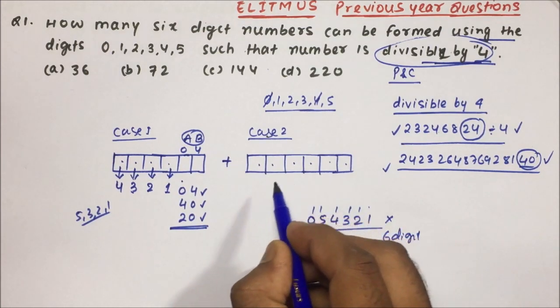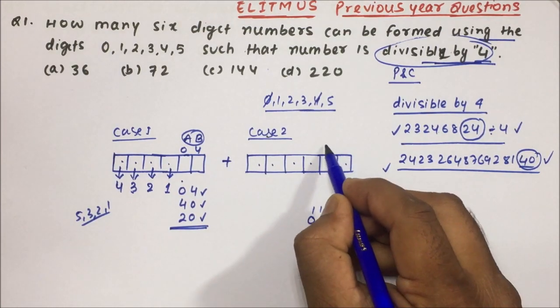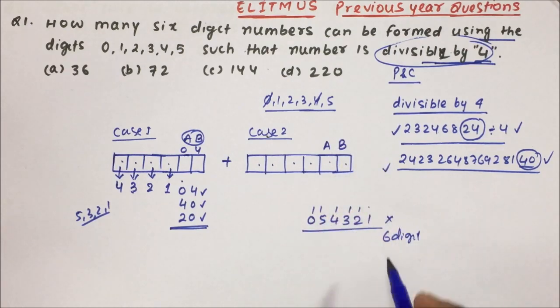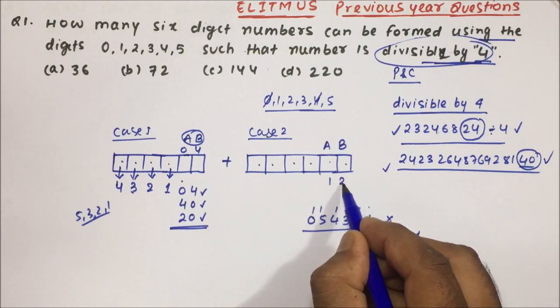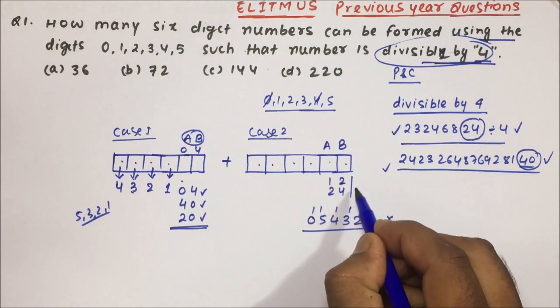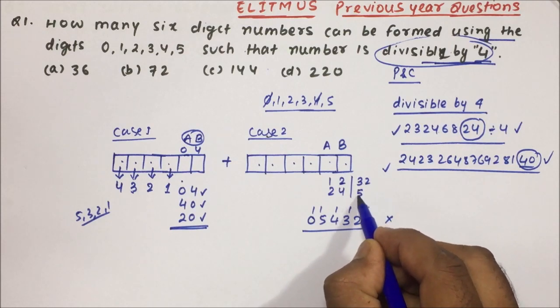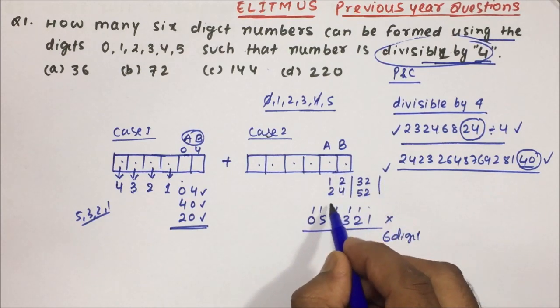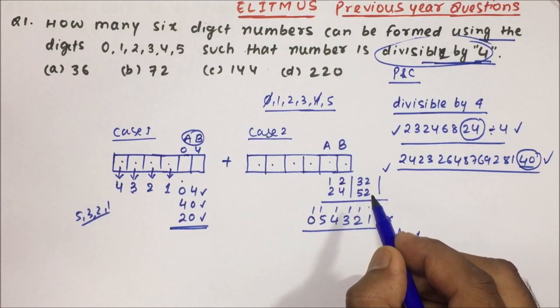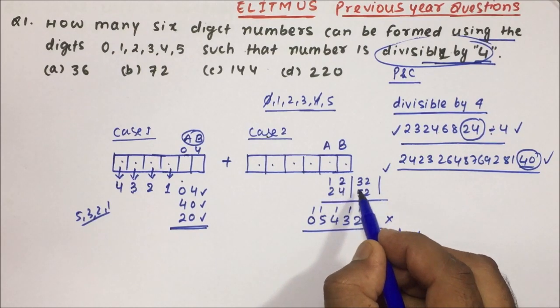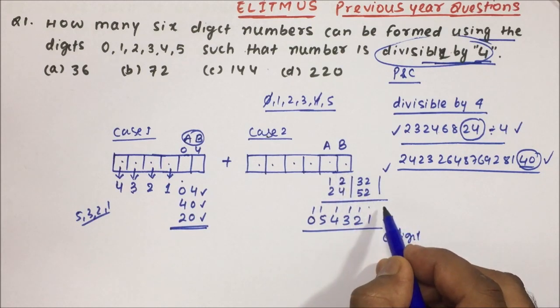Friends, here you can see AB again. What all combinations can I take here? For AB, I can consider 12, I can consider 24, and then I can consider 32, and I can consider 52. Here I have not included 0. So let's see what will happen. If the number ends with these 2 digits, then also this number will be divisible by 4.